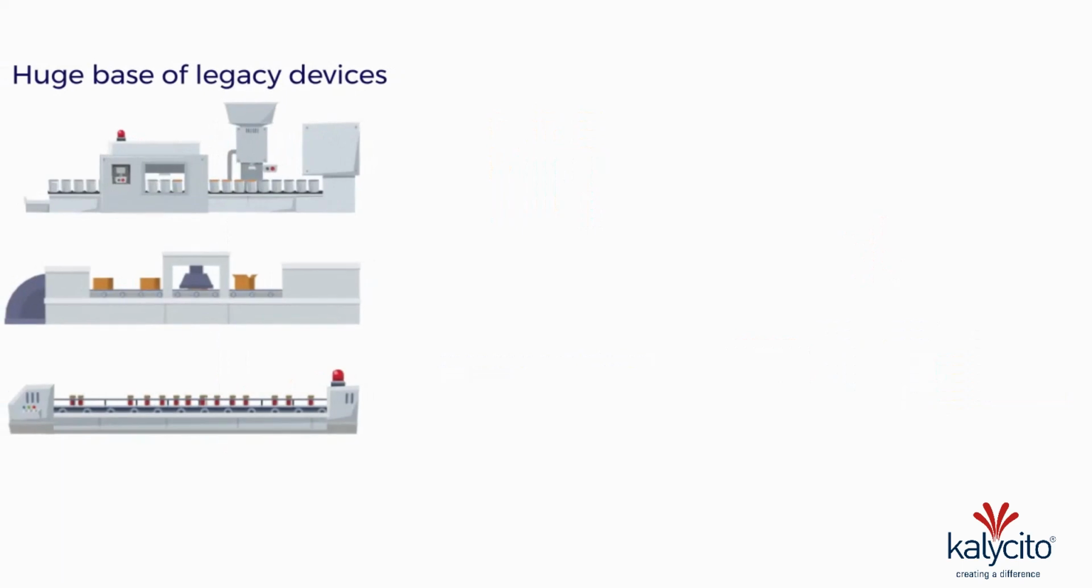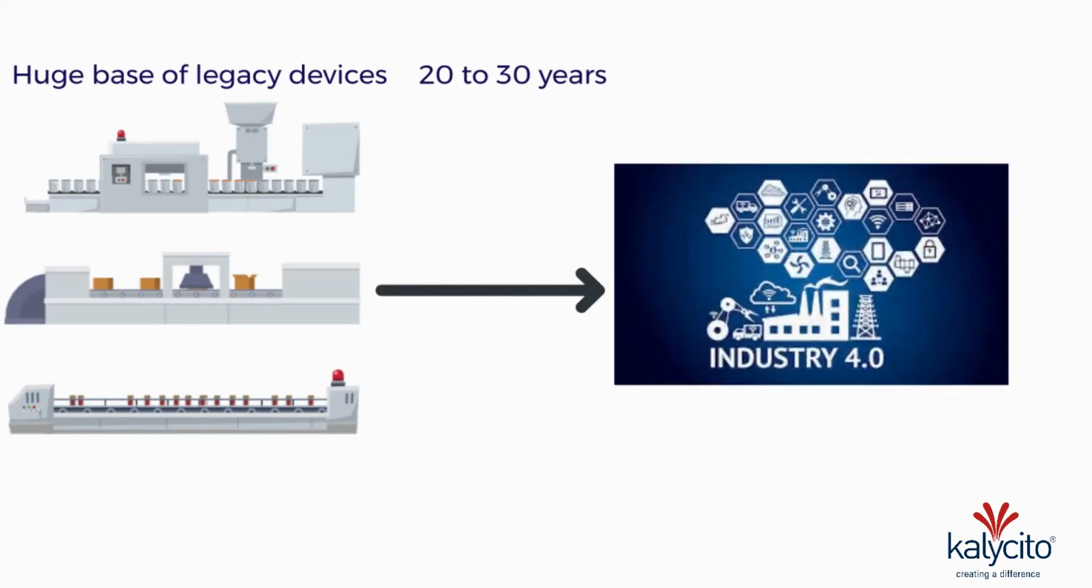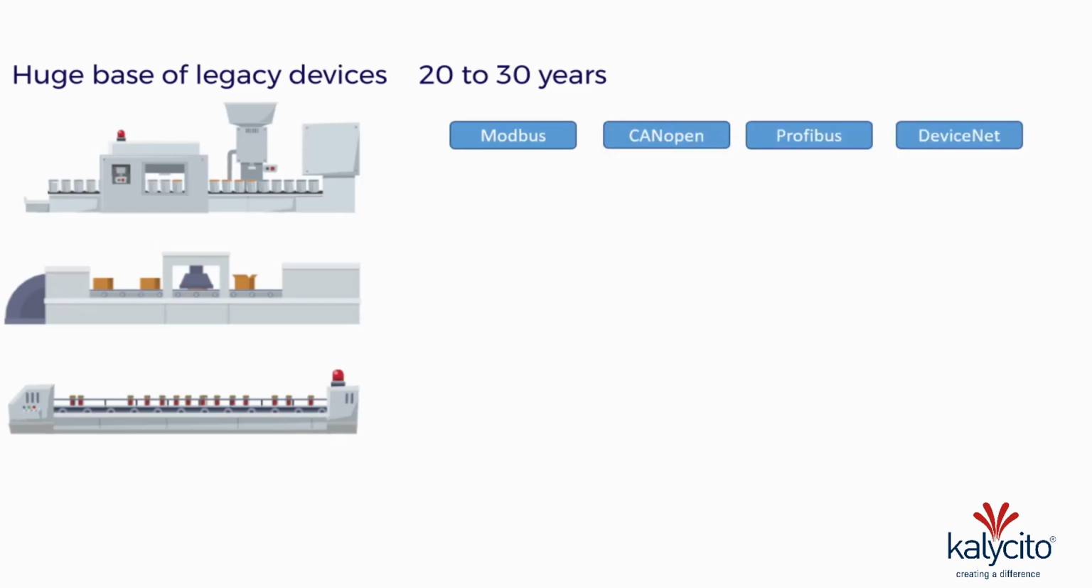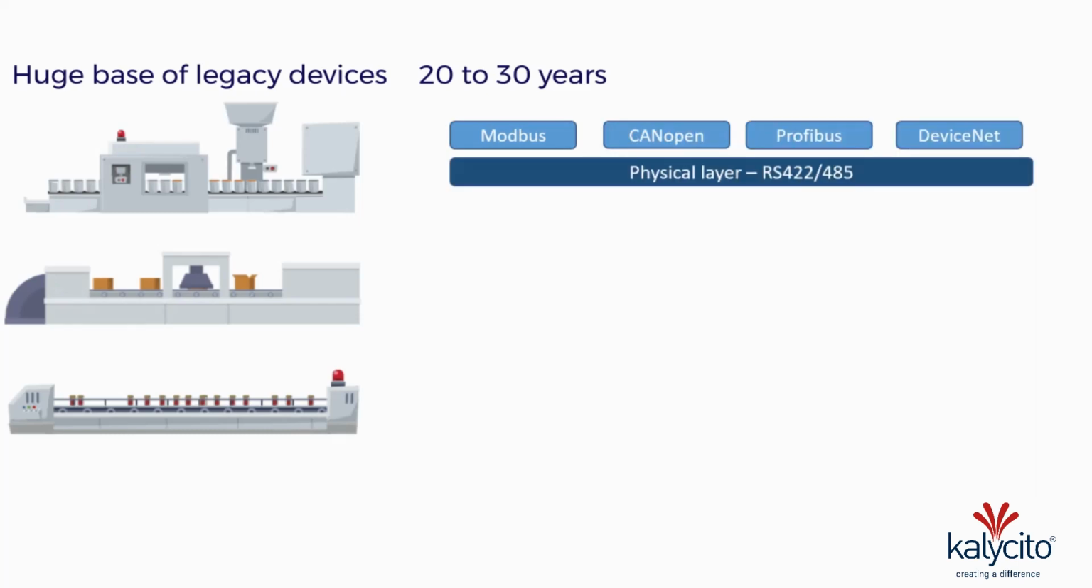At the same time, we cannot forget the huge base of legacy devices and machines that are already installed since the last 20 to 30 years in factories around the world. These legacy equipment will also need to be integrated as part of larger industrial IoT use cases. Many of these equipment will be using legacy communication protocols such as Modbus, CANopen, Profibus, DeviceNet, etc. on top of physical layers such as RS-422 or 485.